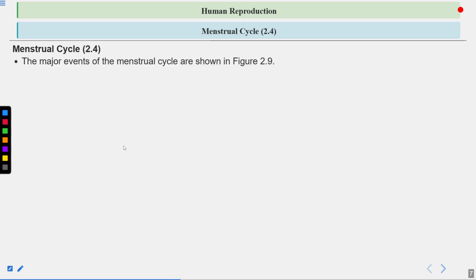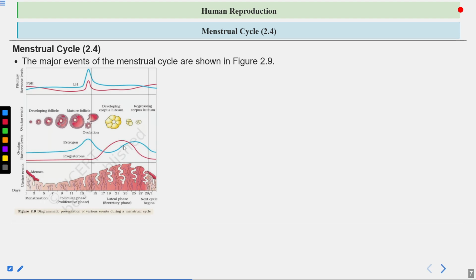Okay, now the major events of the menstrual cycle are shown in figure 2.9. So we will discuss this figure now. Basically there are 4 phases in the menstrual cycle: the menstruation phase, followed by the follicular phase, also known as the proliferative phase. Then ovulation occurs in the middle of the menstrual cycle, around day 14. The next phase is the luteal phase, also known as the secretory phase, and the next cycle begins then.